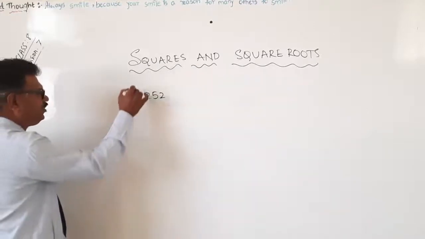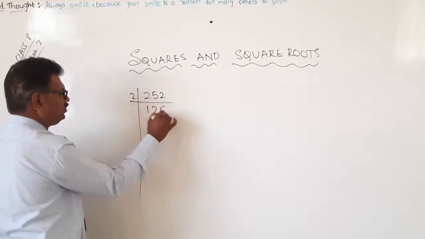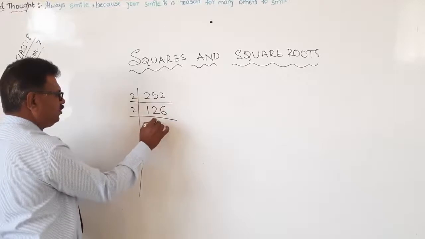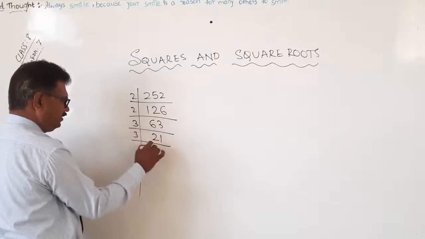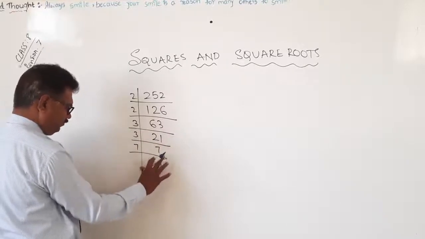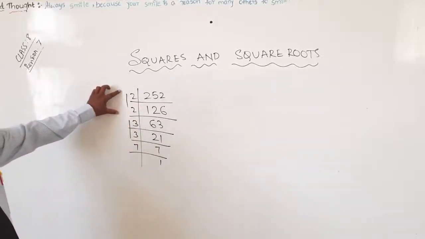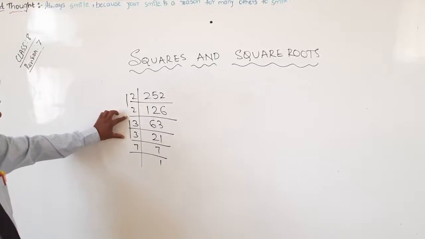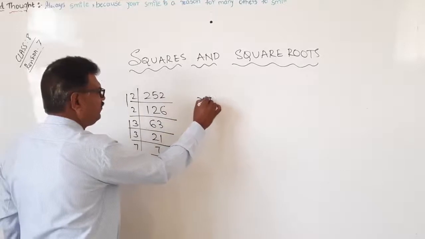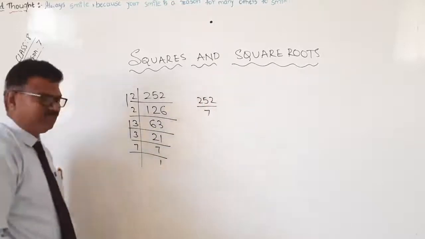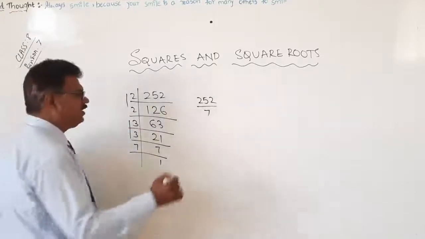If you take 252, you see now 2 into 1 is 2, 2 into 2 is 4, 2 into 6 is 12, 2 into 6, 2 into 3. 3 into 2, 3 into 1, 3 into 7, 7 into 1. If you observe, for 2 there is a pair, for 3 also there is a pair, but who is in excess here? 7, that much only. Therefore 252 must be divided by 7. Which number doesn't have a pair, that number we have to divide. Okay?